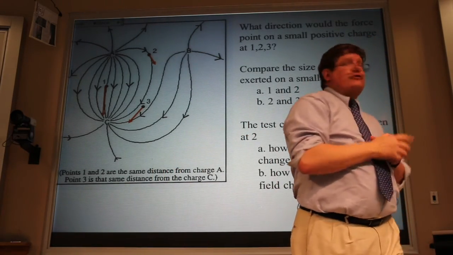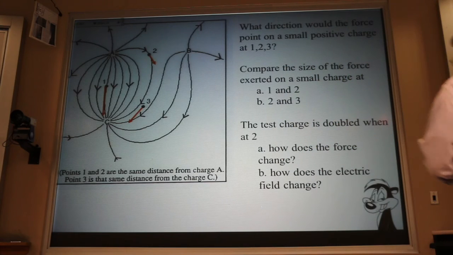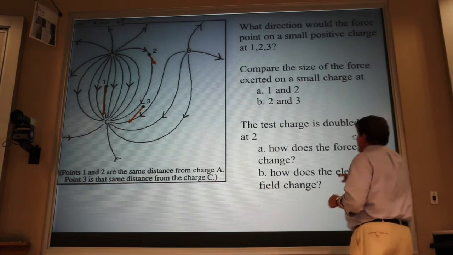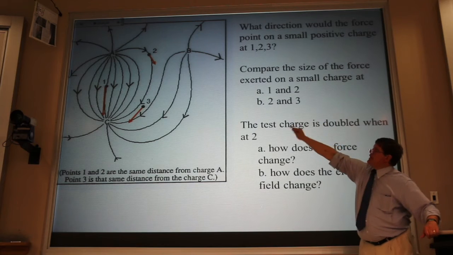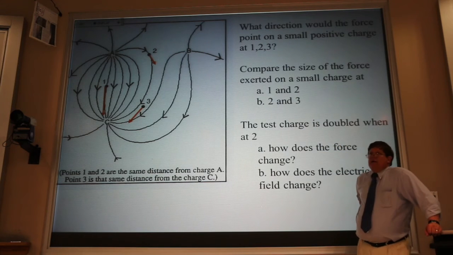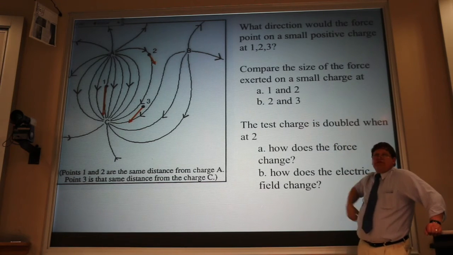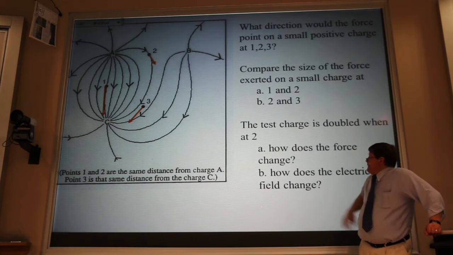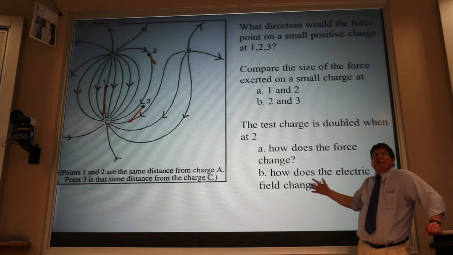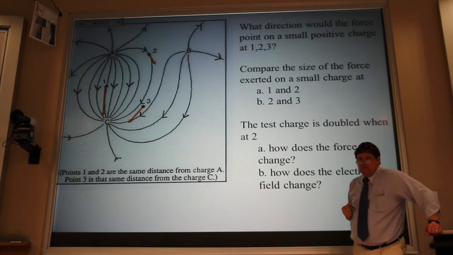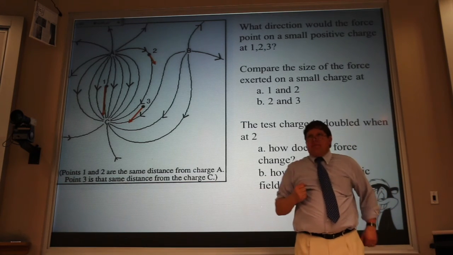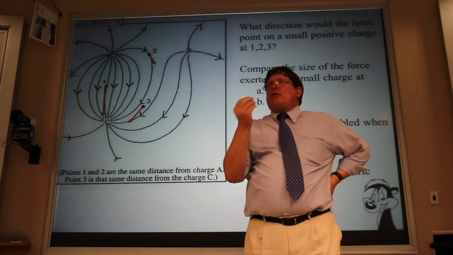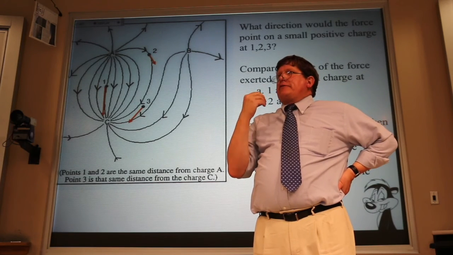Okay? Folks, we got 2 minutes. There's one big question here. If that test charge that I was placing at 1, 2, and 3 were suddenly double the size of the charge, how does that affect the force, and how does that affect the field? Tell your neighbor. How does it affect the force? How does it affect the field?